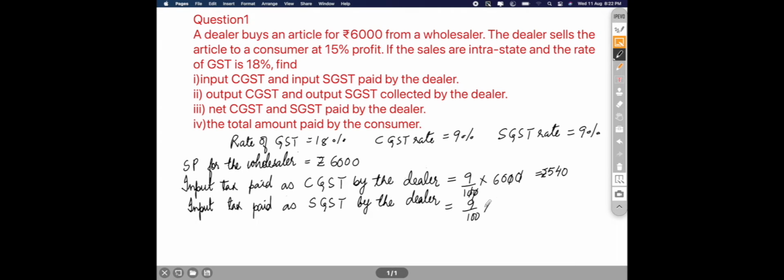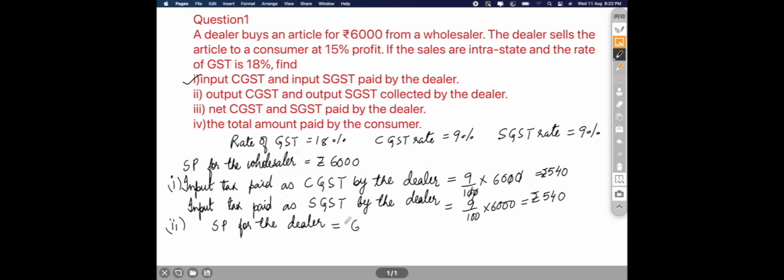9% of 6,000. It is the same value that will go to the state government also. So 540. So this was part 1 of our question answered. Now for part 2, I have to find the selling price for the dealer.